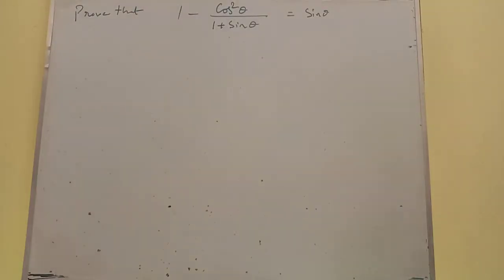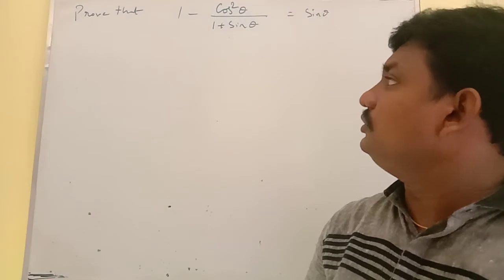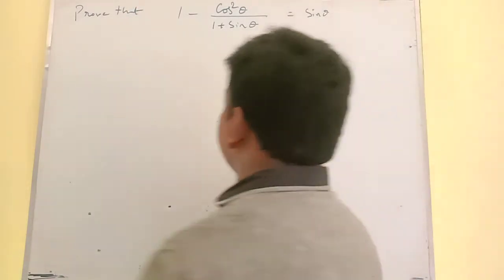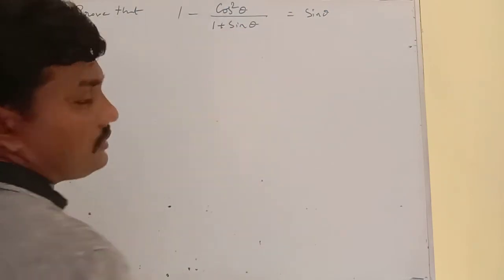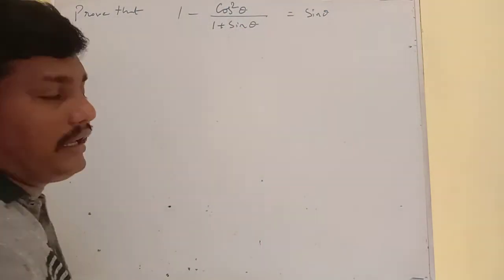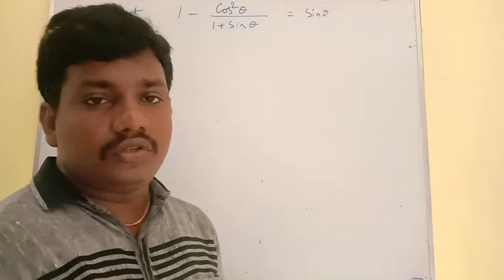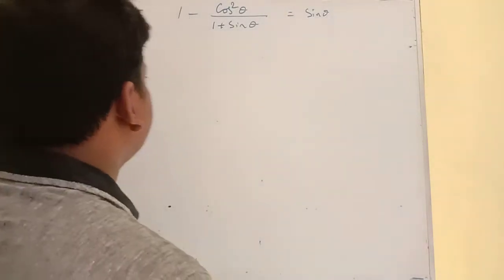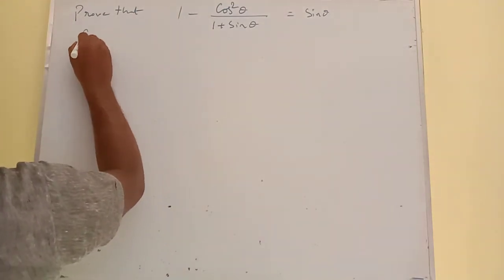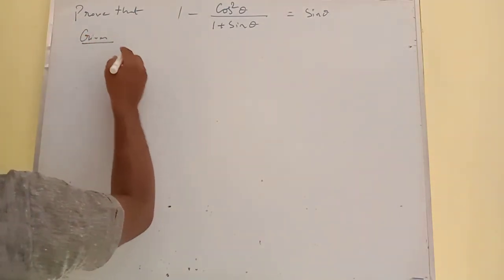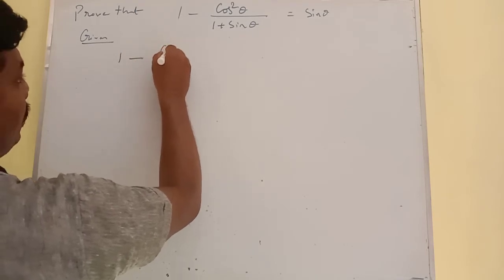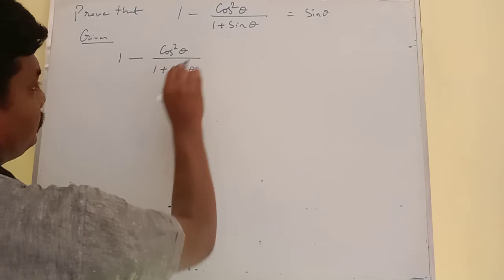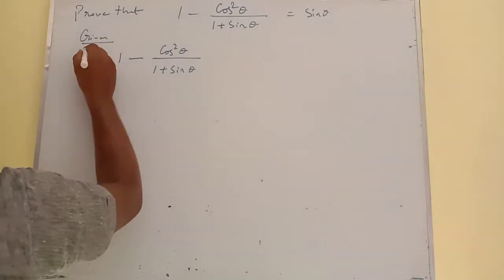Now we are going to discuss the applications of trigonometric identities. Let me solve this problem. Prove that 1 minus cos square theta by 1 plus sin theta is equal to sin theta. So how to solve this question? By using trigonometric identities. Now we have to verify. So what is given here? Given is 1 minus cos square theta by 1 plus sin theta. Let me consider the LHS part.